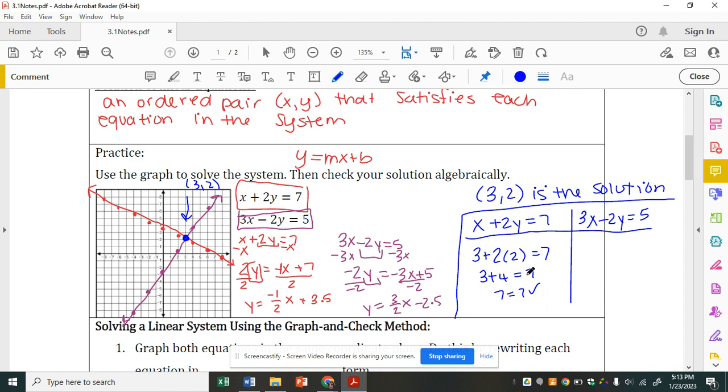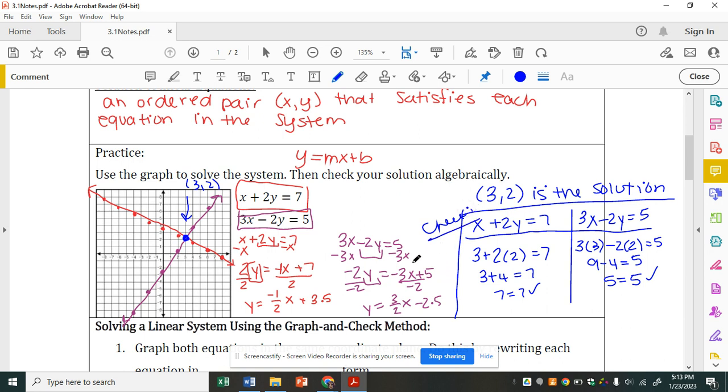In order for it to be a solution to the entire system, it also has to work in this equation as well, right? So I'm going to take 3 as my x value. Again, I'm replacing the y with 2, and I'm going to check to see if I get 5. So 3 times 3 is 9, 2 times 2 is 4, 9 minus 4 will give me 5 equals 5. So this solution works in my first equation that was given to me, and it works in my second equation that was given to me. So this check ensures that I have the correct answer.